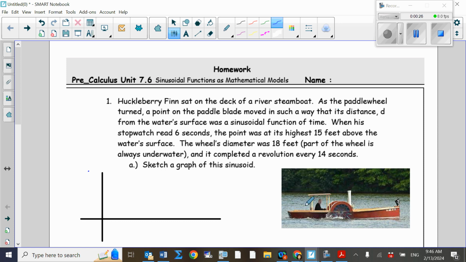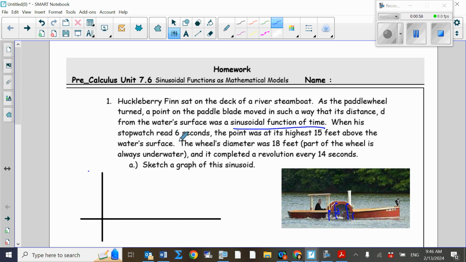So let's just look at this image. This is an example of a steamboat, image of a steamboat, and the paddle wheel here. If you consider one point on the wheel, as the wheel is turning around, the point is also turning around. And at each time, the distance of the point from the surface of the water is called d, and it's a sinusoidal function of time. So this is what we know so far.